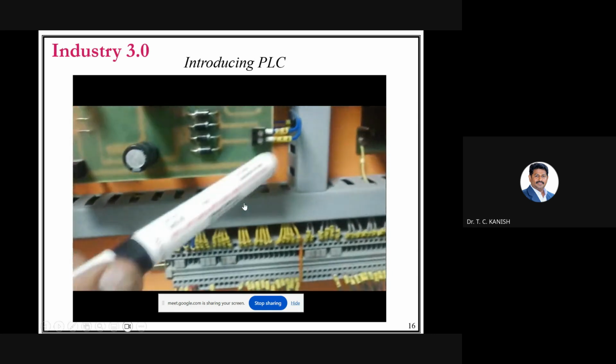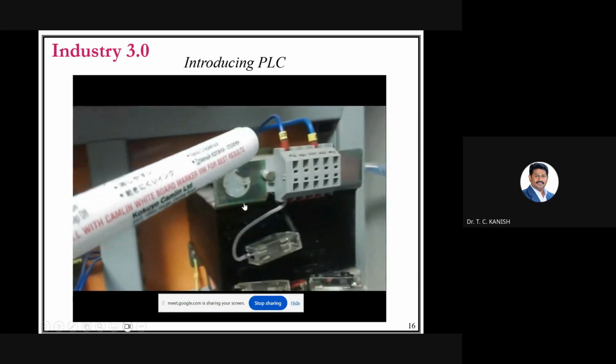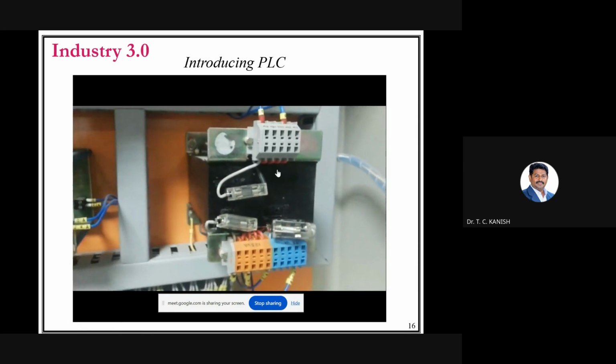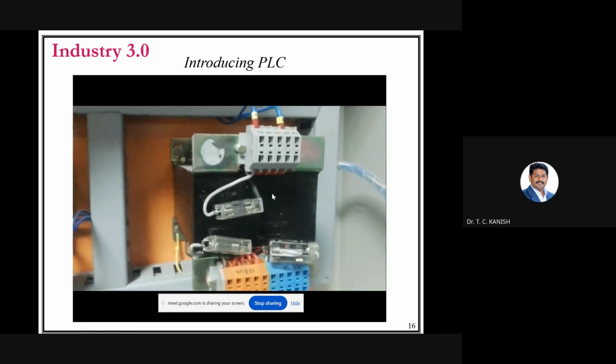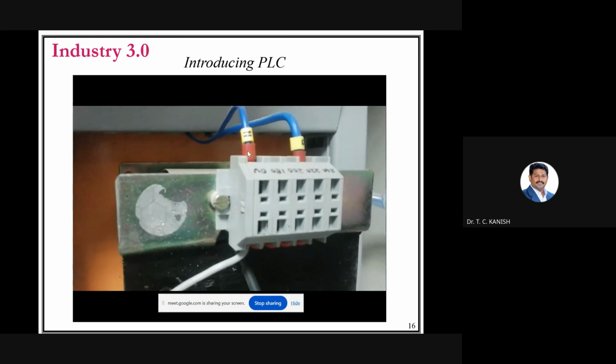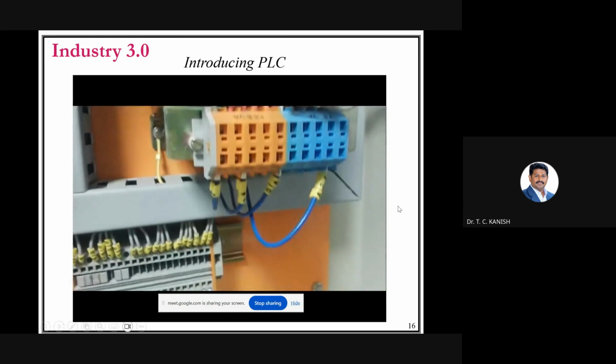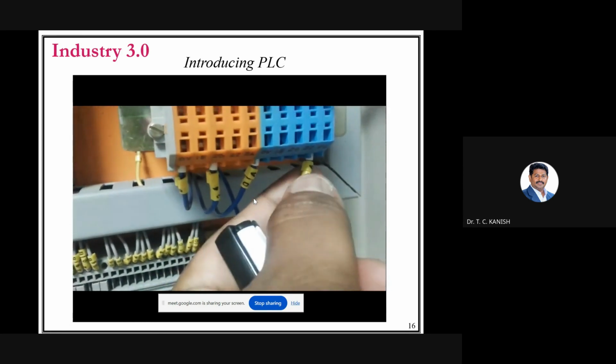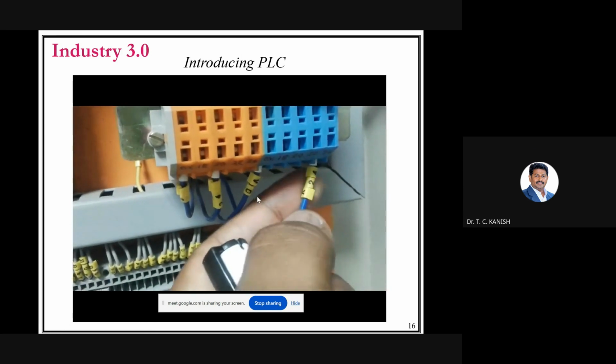Once you are learning a PLC, that will be useful for controlling robotics. So just so that I'm showing here, a transformer and a center tap transformer. Here we will get 24 volt AC, and this 24 volt AC we have to convert to DC.